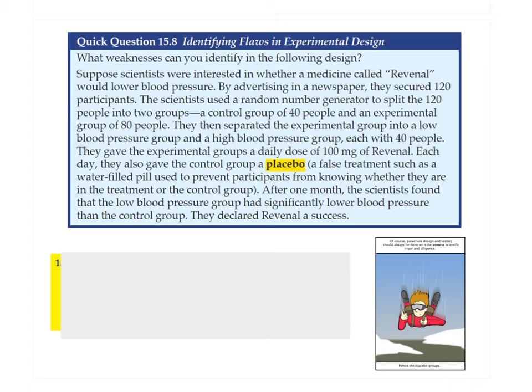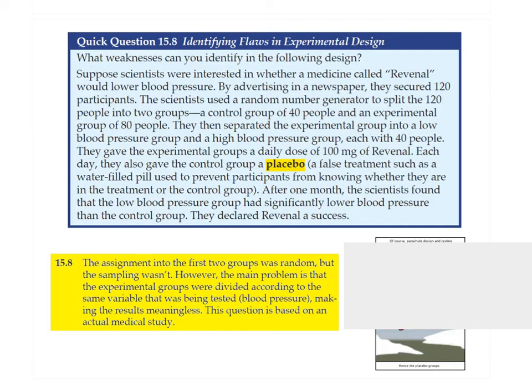In this next example, we're going to identify some flaws in the experimental design. So I want you to read through this scenario and then go ahead and press play when you're ready to move on. Okay, after reading through this study, go ahead and read the yellow answers there on how this experiment could be looked at as being flawed.